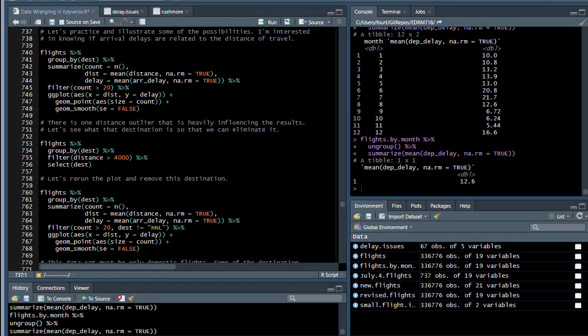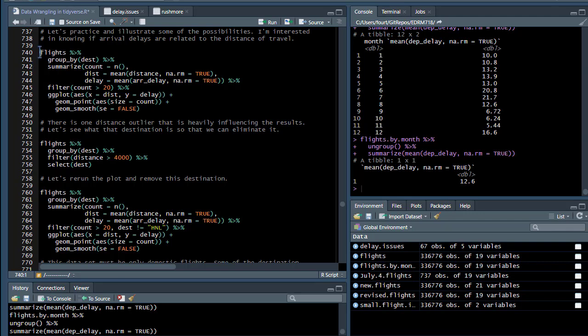Let's spend a few minutes practicing and illustrating some of the possibilities when we use the data transformation functions. I'm going to continue using our flights data. I'm interested in knowing if arrival delays are related to the distance of travel.